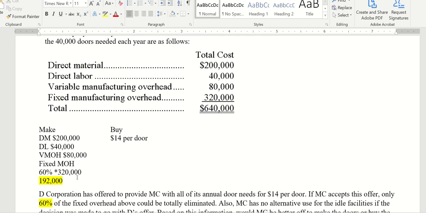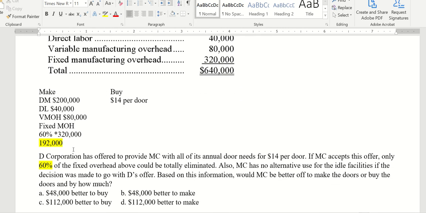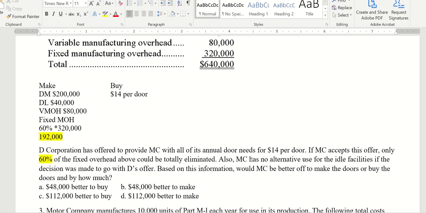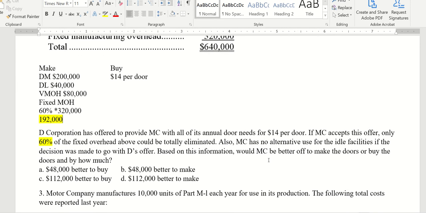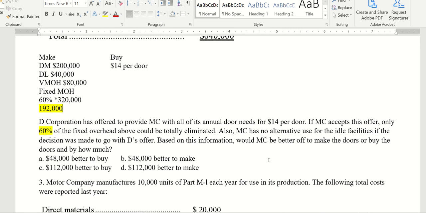We did that, and they have no opportunity costs, which are added to the make side. So that's the opportunity costs. MC has no alternative use for the idle facilities if the decision was made to go with this offer. Based on the information, would MC be better off to make the doors or buy the doors, and by how much?